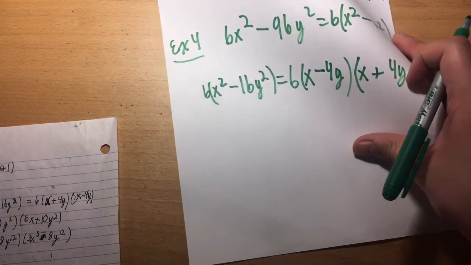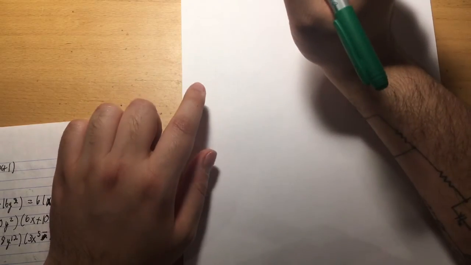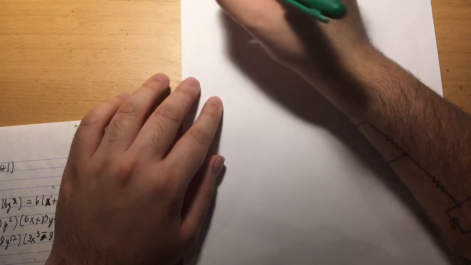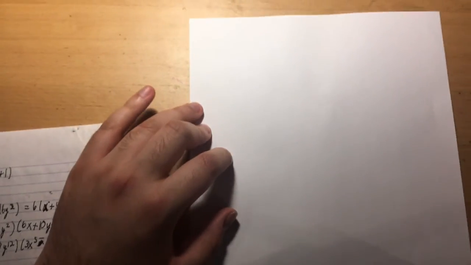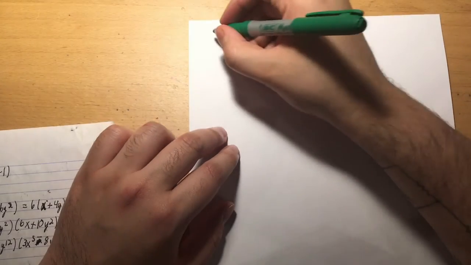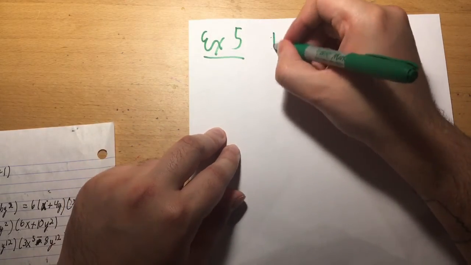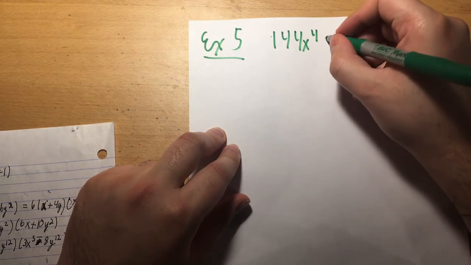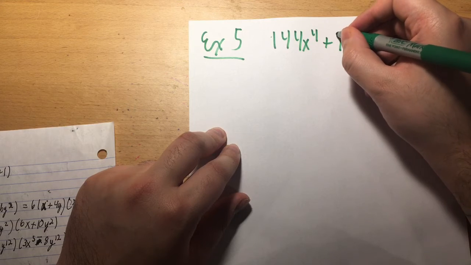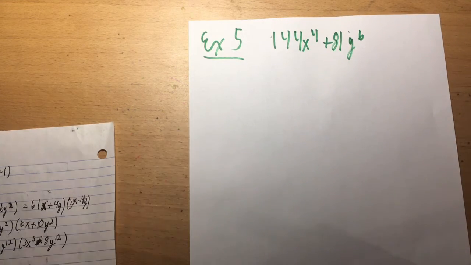All right, so let me go through a couple more examples. The next two things I want to go with is just something I want to note. So let's take this example of 144 x to the fourth plus 81 y to the sixth. All right, so let's say I want to do difference of two squares with this, right?